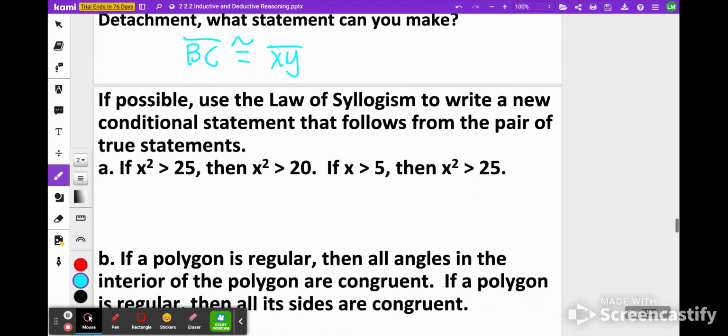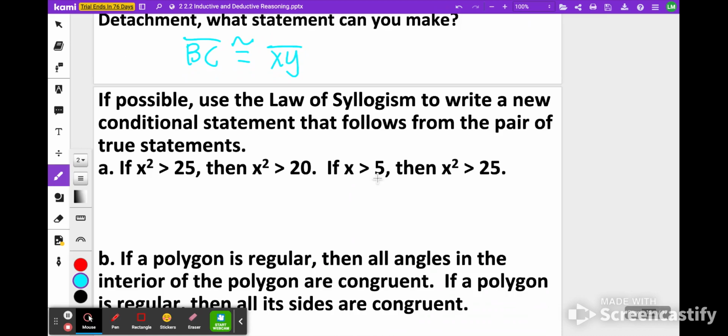Let's talk about this one. If possible, use the law of syllogism to write a new conditional statement that follows from the pair of true statements. So all of these statements are true. If x squared is greater than 25, then x squared would have to be greater than 20. So if x is greater than 5, then x squared is greater than 25.